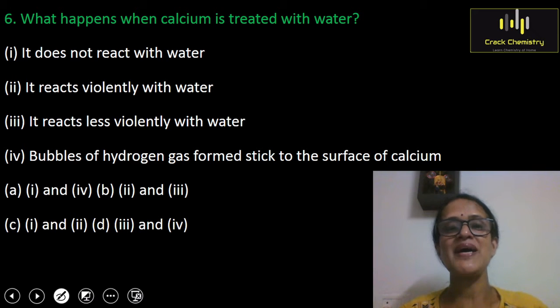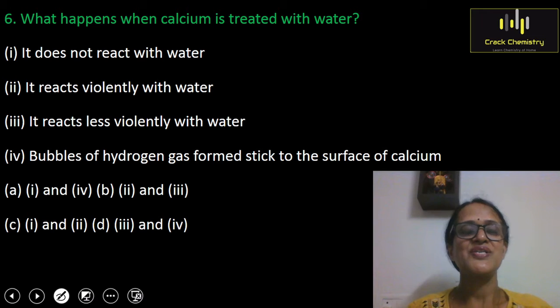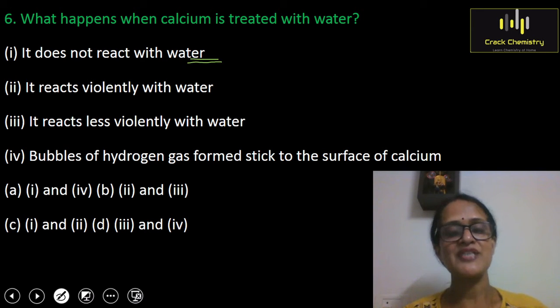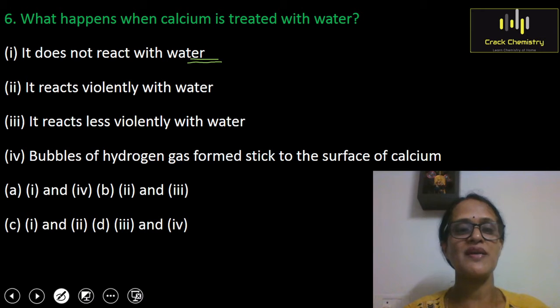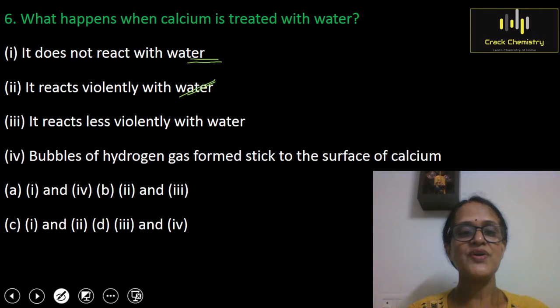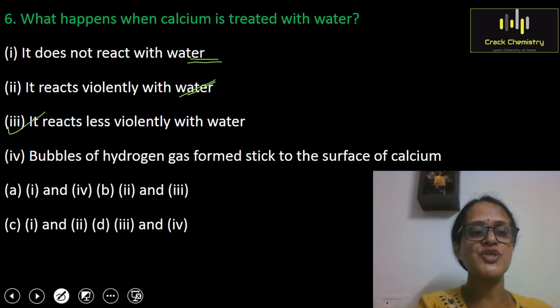The similar pattern you will find for the reaction of magnesium with water also. So, we will consider options one by one. It doesn't react with water. This option is a wrong option. It reacts with cold water, but it reacts slowly. The reaction is less violent. It reacts violently with water. This is also not a correct option. Third option is it reacts less violently with water. This option is a correct option.